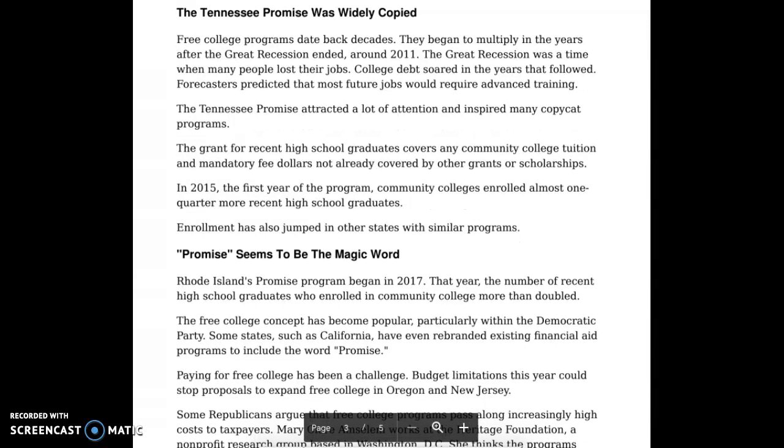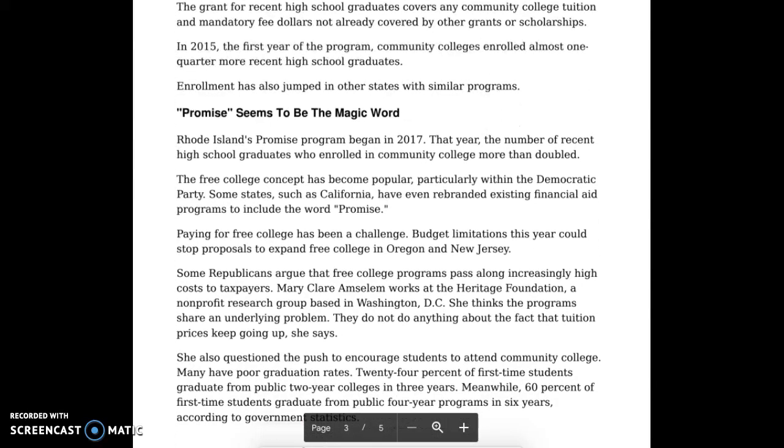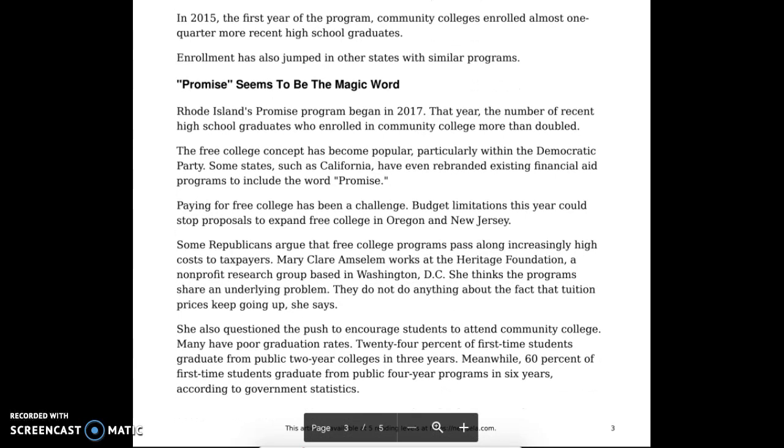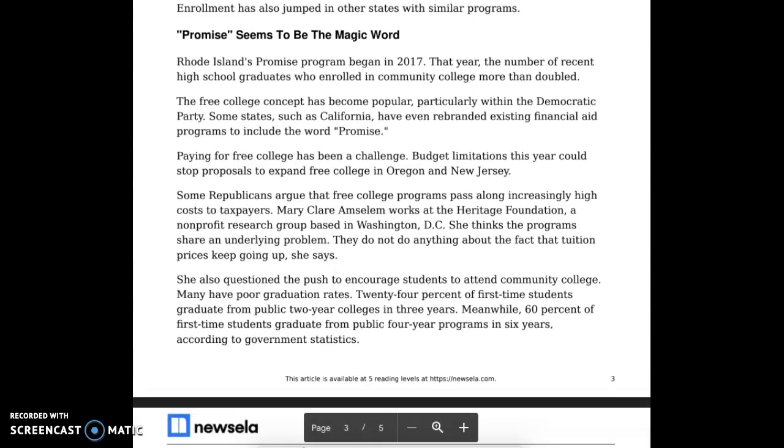The grant for recent high school graduates covers any community college tuition and mandatory fee dollars not already covered by other grants or scholarships. In 2015, the first year of the program, community colleges enrolled almost 1/4 more recent high school graduates. Enrollment has also jumped in other states with similar programs. Rhode Island's Promise program began in 2017. That year, the number of recent high school graduates who enrolled in community college more than doubled.